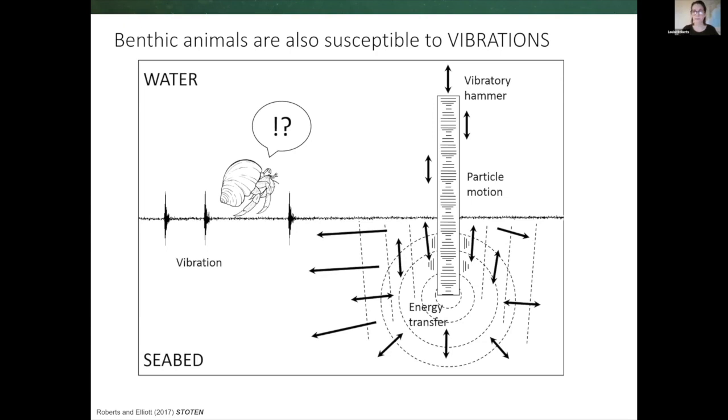And of course, I've used pile driving as an example here, but within the context of renewables, there are a number of sources that are directly contacting the seabed, such as drilling, dredging may be used, trenching for cables. Anything contacting the seabed is likely to make a vibration, and the effects of these and indeed the measurement of these in the current state, not much is known.